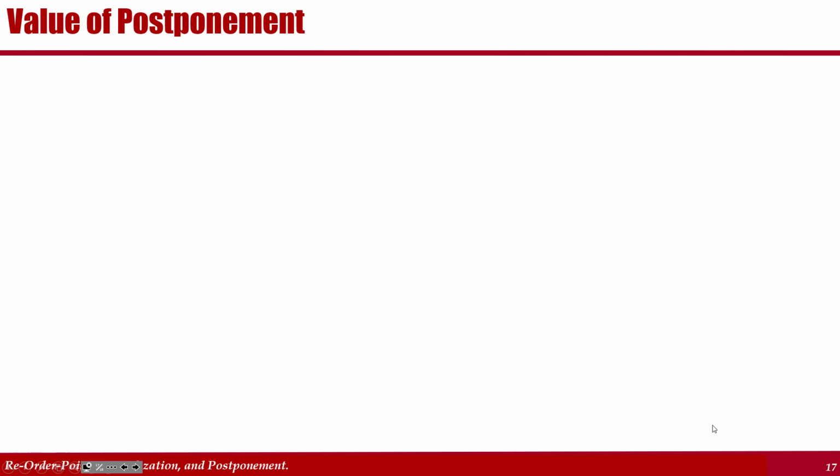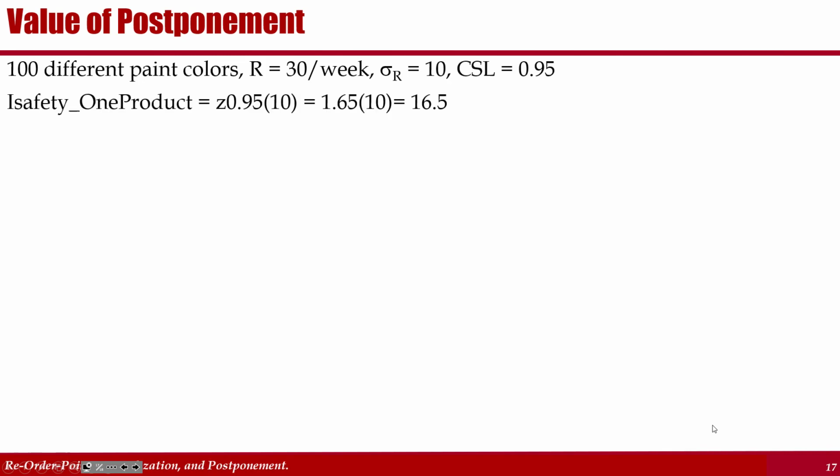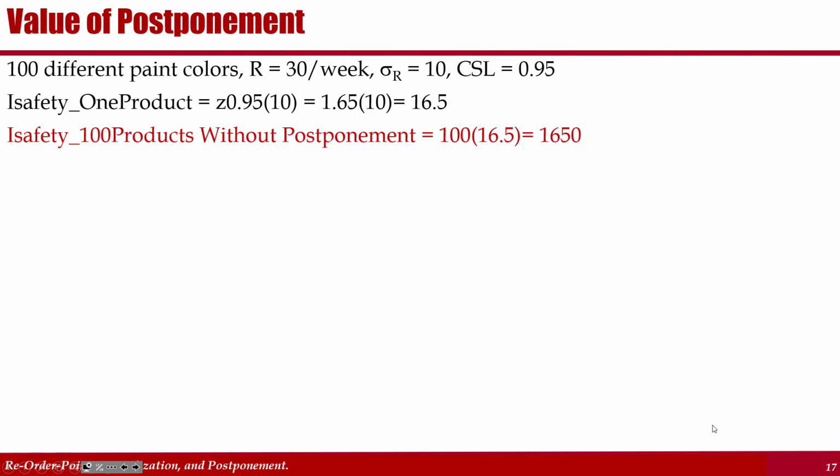Look at Home Depot, Lowe's. Suppose they have 100 different paint colors. Indeed, they have thousands of different paint colors. Suppose demand is 30 per week and the standard deviation of demand is 10. And suppose you want to keep a service level of 95%. Z of 95% is 1.65, multiplied by 10, that would lead to a safety stock of 16.5 for each product, and we have 100 of them. Therefore, we need 1,650 pounds of product, for example, pounds of paint over there.